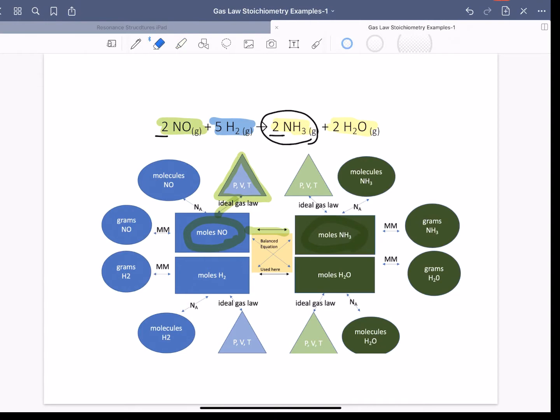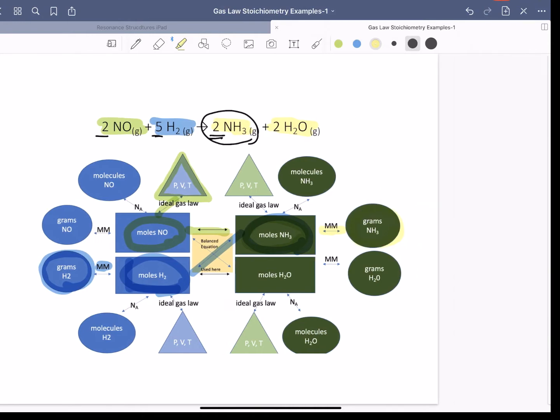In a similar fashion, we're going to start with some grams of hydrogen, use the molar mass to find the moles of hydrogen, use the information in the balanced equation, the fact that 5 moles of hydrogen are required every time 2 moles of ammonia are produced, to find the moles of ammonia that are produced. And when we see which reactant produces less ammonia, we'll use the molar mass of ammonia to find the theoretical amount of ammonia in grams that could be produced.